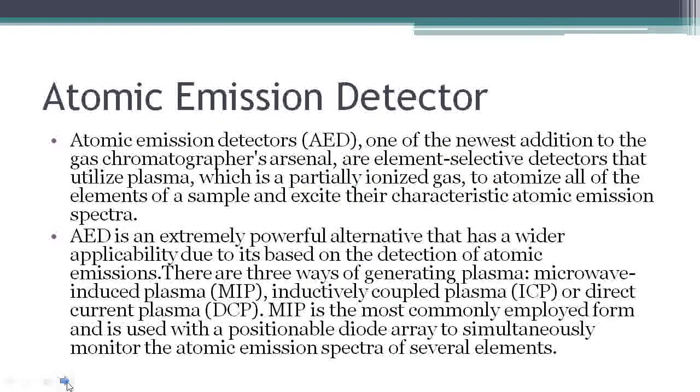Now atomic emission detector. Atomic emission detectors are one of the newest additions to the gas chromatographer's arsenal.